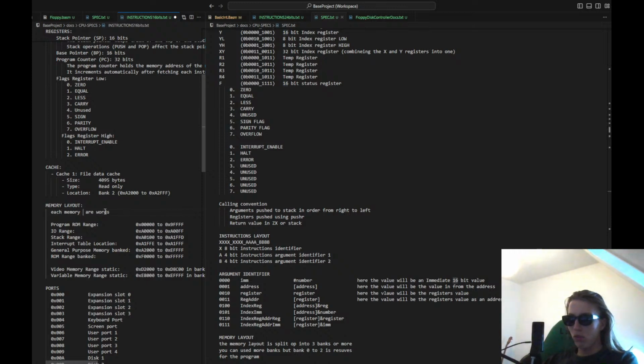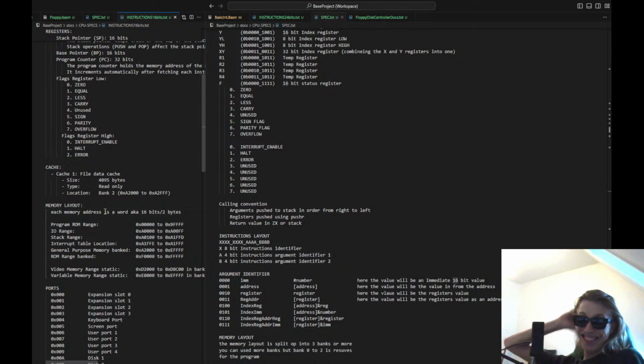Each memory address is a word, aka 16 bits, / 2 bytes. Done. Fix the problem. Of course, that didn't fix fully the problem, but it fixed my problem.